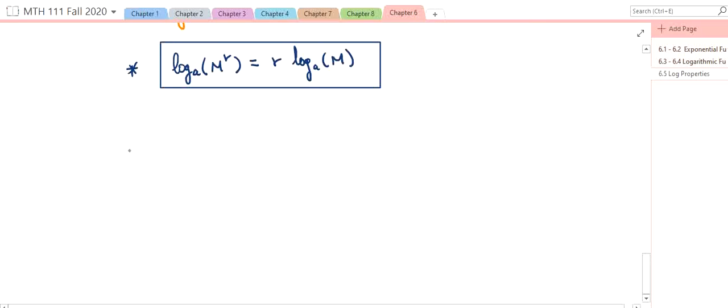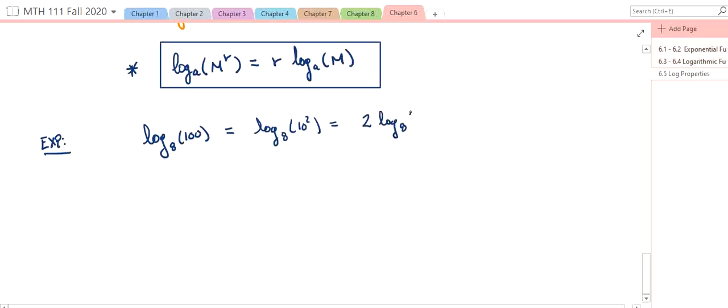So for example, you have log base a of 100. Well, this is the same as log base a of 10 squared, which equals 2 times log base a of 10.